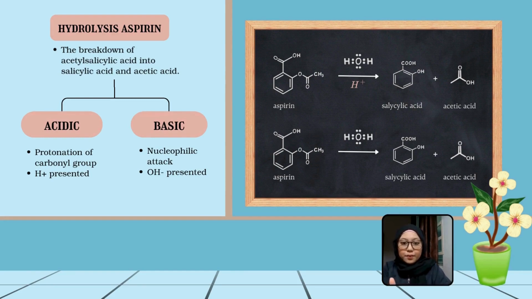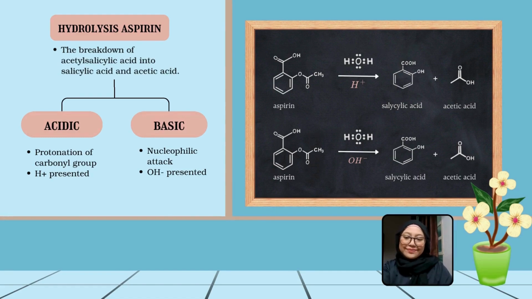And next we go to the basic condition. Hydrolysis in basic condition is also known as saponification. The reaction involves the presence of hydroxide ion. The hydroxide ion reacts with the carbonyl carbon of the ester through a nucleophilic attack and then forms a tetrahedral intermediate. This intermediate is hydrolyzed to create salicylate and acetate ions that are eventually protonated to create salicylic acid and acetic acid.